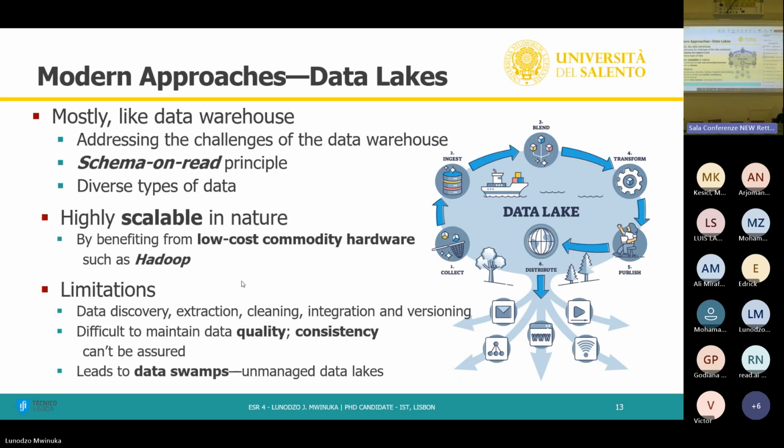One result that is led by these challenges is that we are generating data swamps. Data swamps are unmanaged data lakes, and not because we do not want to manage them. In some cases, it might be because it's very difficult to manage them. It's almost impossible.